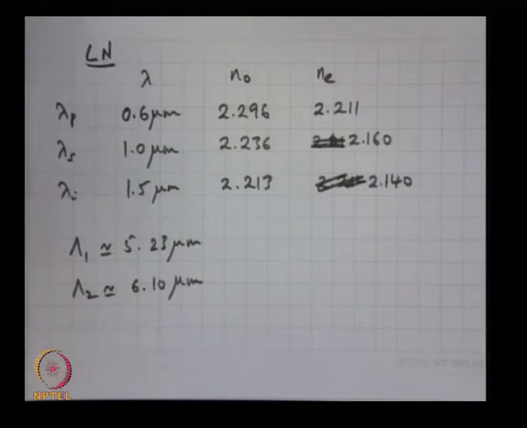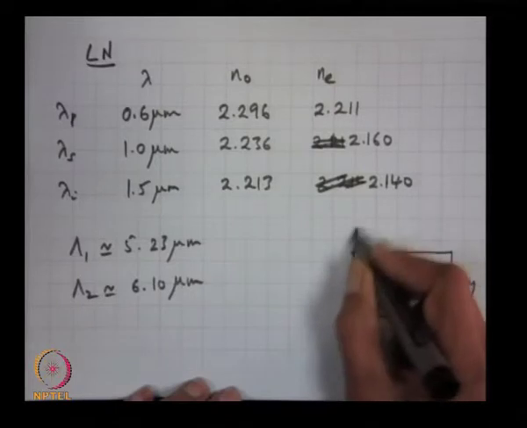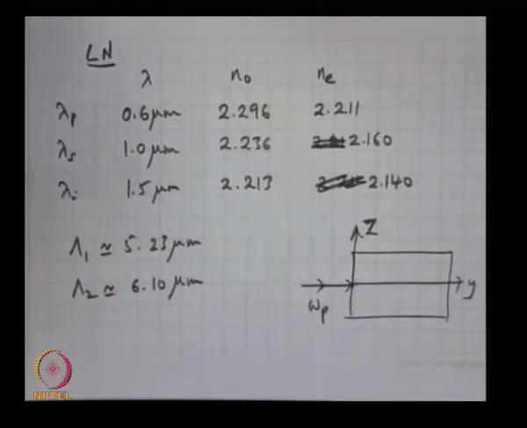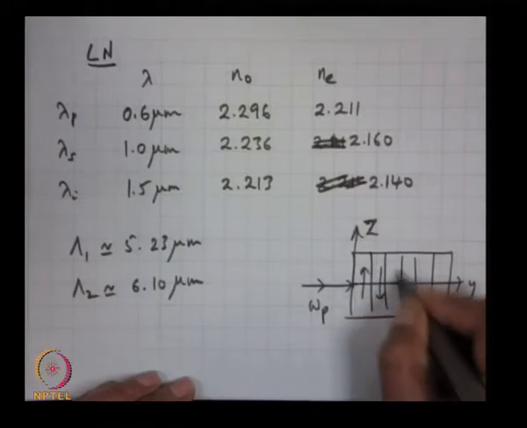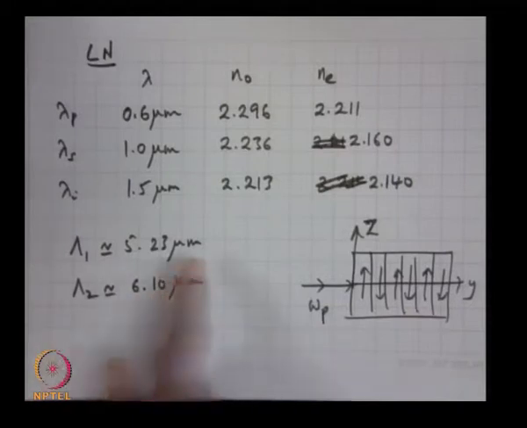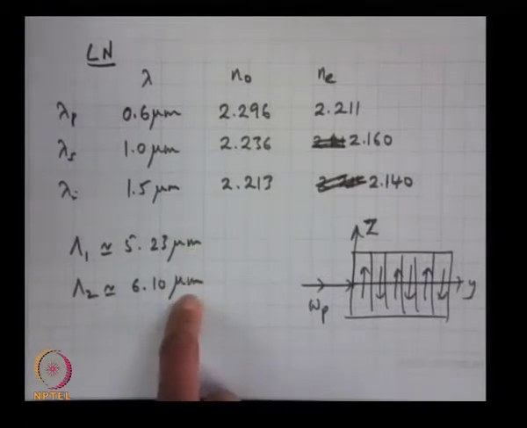So if I make a grating of 5.23 micron and launch an ordinary polarized light at 0.6 micron in the crystal, so omega p I'm launching. If the incident light at omega p is ordinary polarization, and if the grating here is a quasi-phase match grating corresponding to a period of 5.23 microns, then I will convert the 0.6 micron to the two wavelengths, one micron and 1.5 micron wavelengths. And their polarization states will be automatically determined by the fact that the first one corresponds to a signal which is extraordinary. This one will give me an extraordinary signal and an ordinary idler. This one will give me an ordinary signal and an extraordinary idler pair.